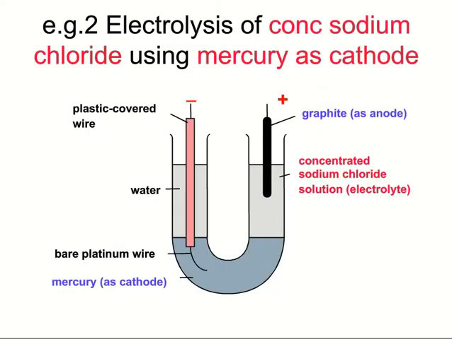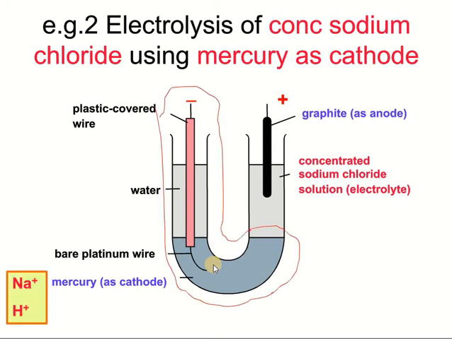Next, electrolysis of concentrated sodium chloride using mercury. So plastic covered wire is there here. The graphite anode is there. This platinum wire cathode. Here mercury is cathode, which is connected with platinum wire. Here concentrated sodium chloride solution is taken in this.